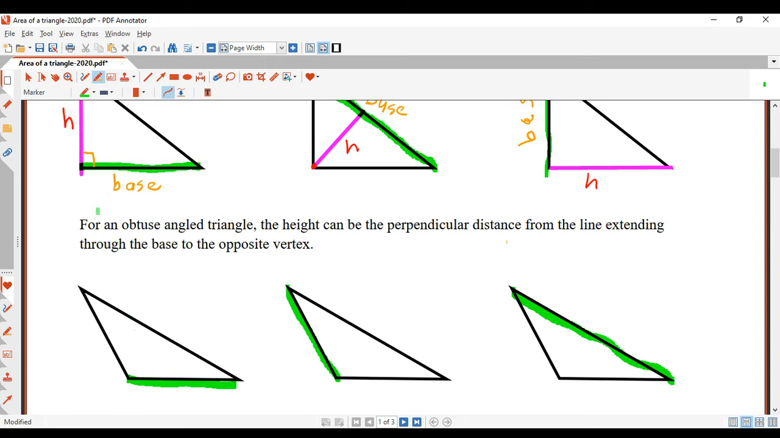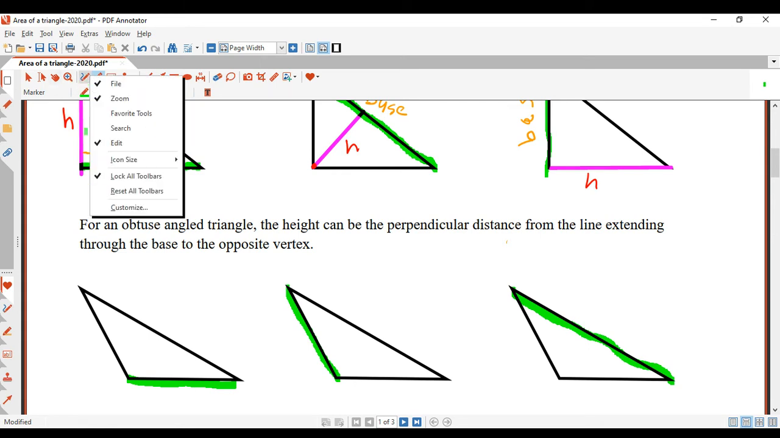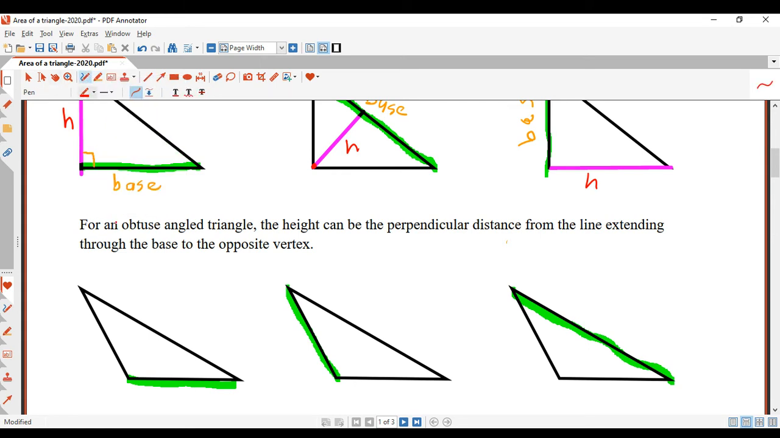Now, let's think about this. For the first one, where's the opposite vertex? The opposite vertex to that green base there is here. Now, if you get a line now and try and draw a right angle triangle from there, you can't do it. I can't get a 90 degree angle from here. So I'm going to have to come down to here.